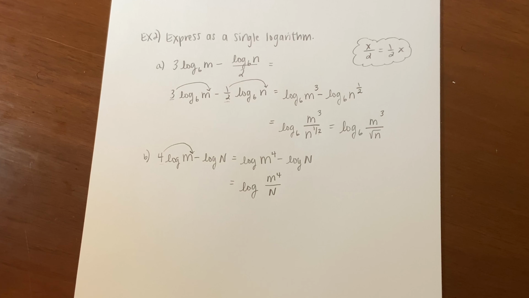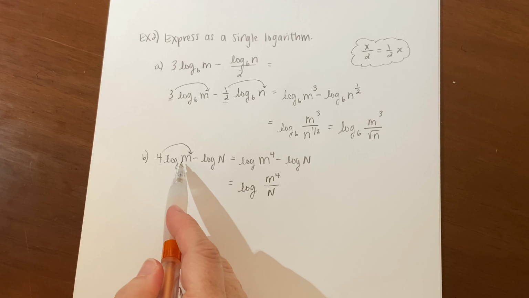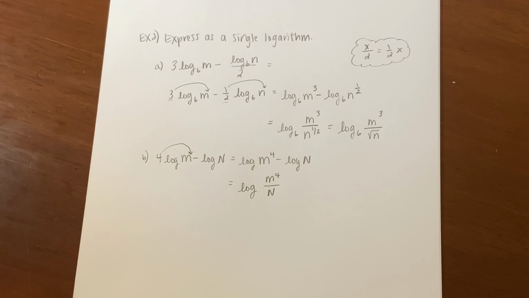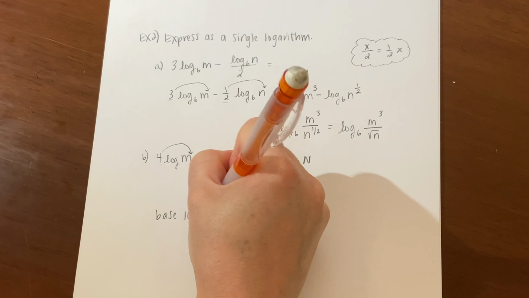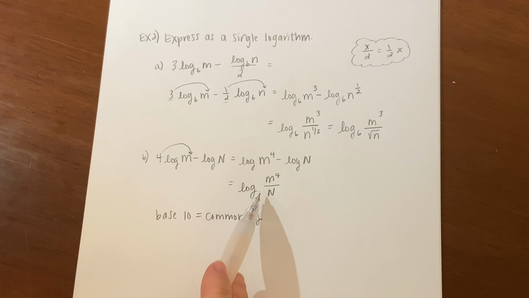Now, something you might have noticed on this problem is that there is not a base written in. There's not a little base right here or right here. When they don't write in the base, it's understood to be base 10. Base 10 is called the common log. So anytime you don't see a base specified, it's understood to be base 10. And your calculator is set up to calculate in base 10.